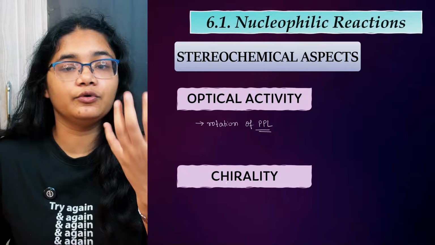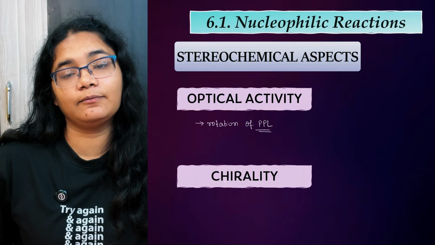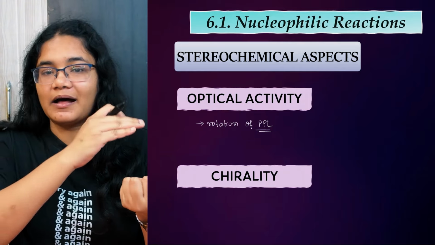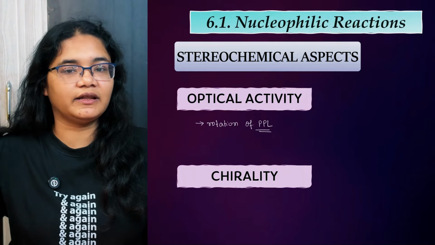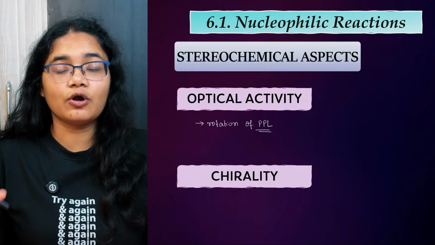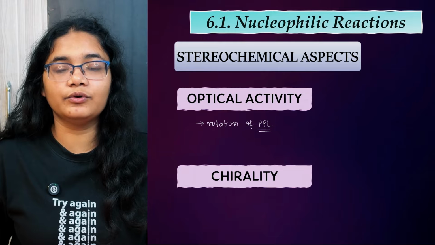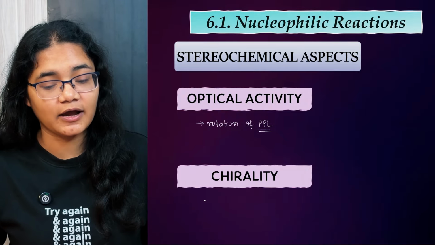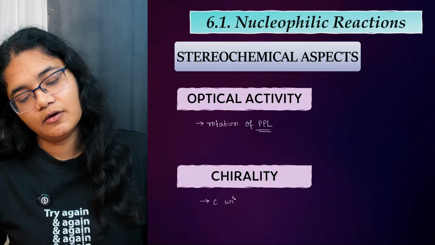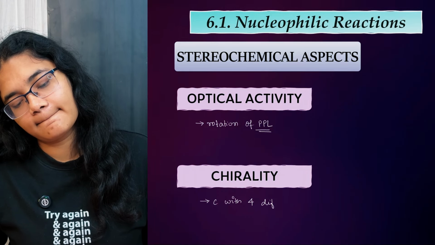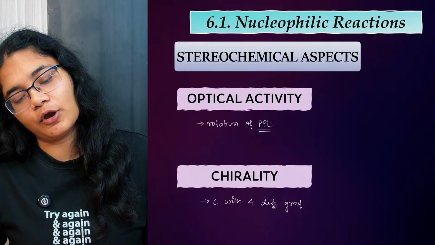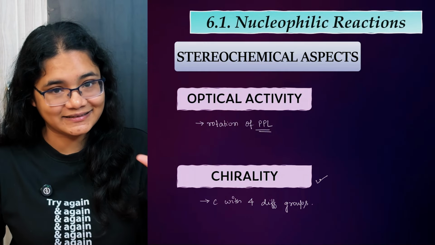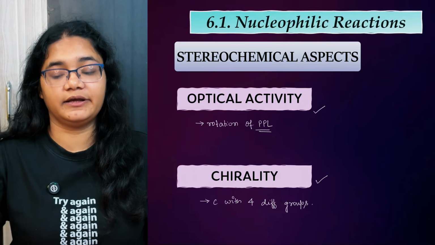Now how will you know whether a compound will be able to rotate the plane polarized light or not? For that you have to take the sample, keep it in the lab, pass the plane polarized light through it and check whether it is able to rotate or not, right? But that is not possible every time. So here you have a condition: if there is a chiral carbon, a chiral carbon means a carbon with 4 different groups. So if in a molecule there is one carbon which has 4 different groups attached, then that molecule is called chiral, and if it is chiral it will be optically active.